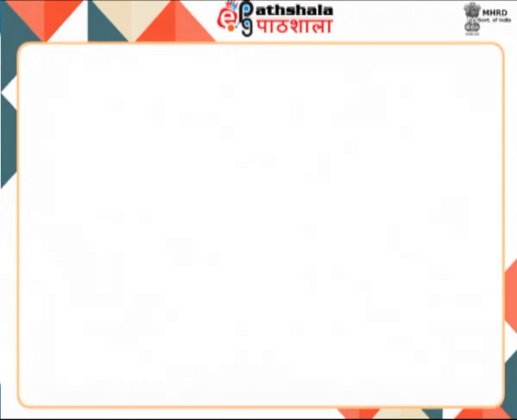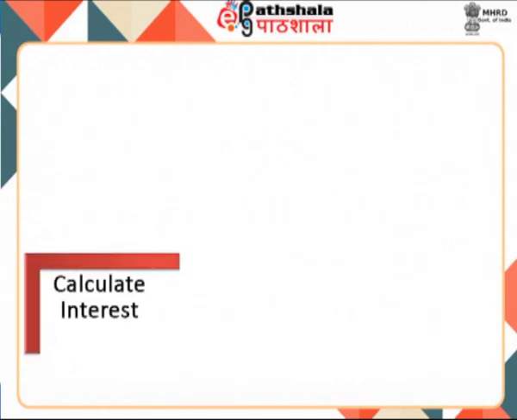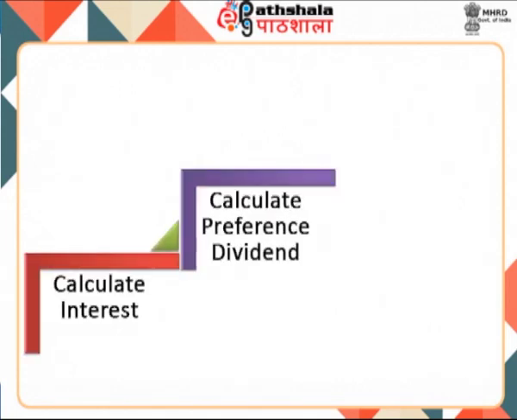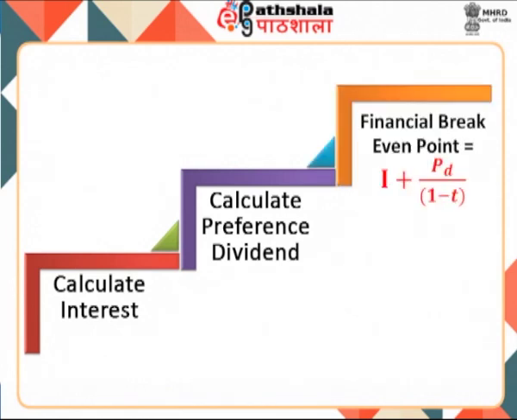The stepwise solution of the problem to calculate financial break-even point has three steps. These steps are: Step 1. Calculate interest. Step 2. Calculate preference dividend. Step 3. Calculate financial break-even point by using the formula as shown here, where I is equal to interest, PD is the preference share dividend, and T is the tax rate. Let us see how financial break-even point is calculated with the help of an example.